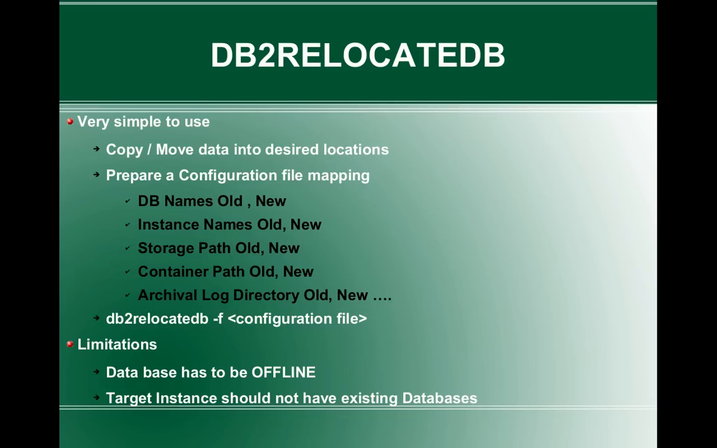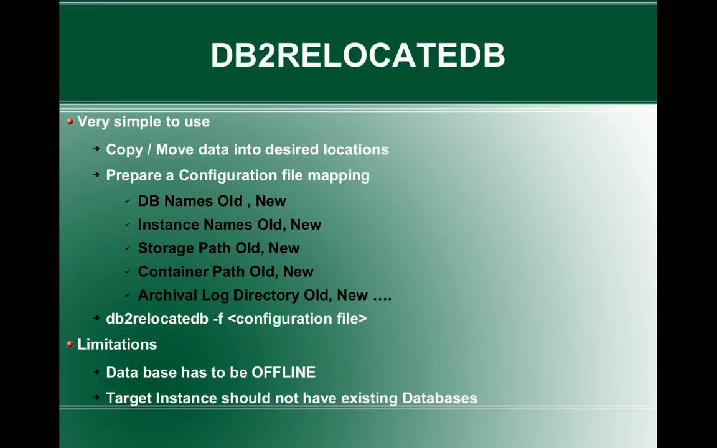So once the configuration file mapping is prepared as per the requirement for our functionality, we can run the DB2 Relocate DB utility. So db2relocatedb -f, the path to the configuration file. That's all. The DB2 Relocate DB utility will not move the data, it will just recatalog the database as per the new structure that you have specified using the configuration file mapping.